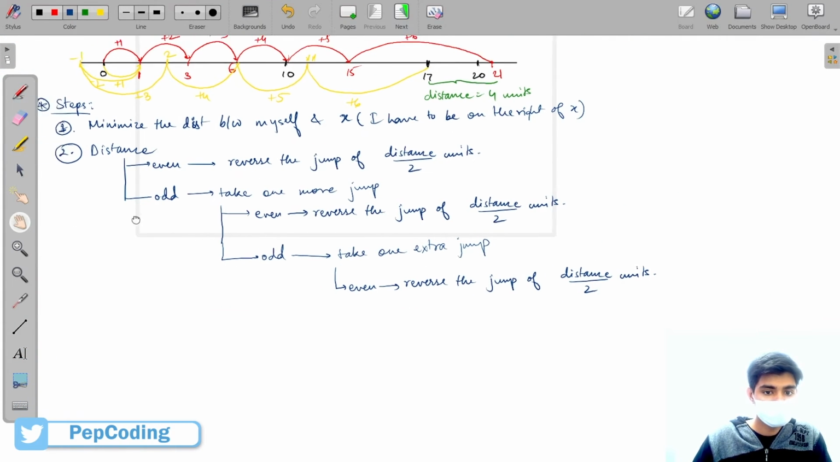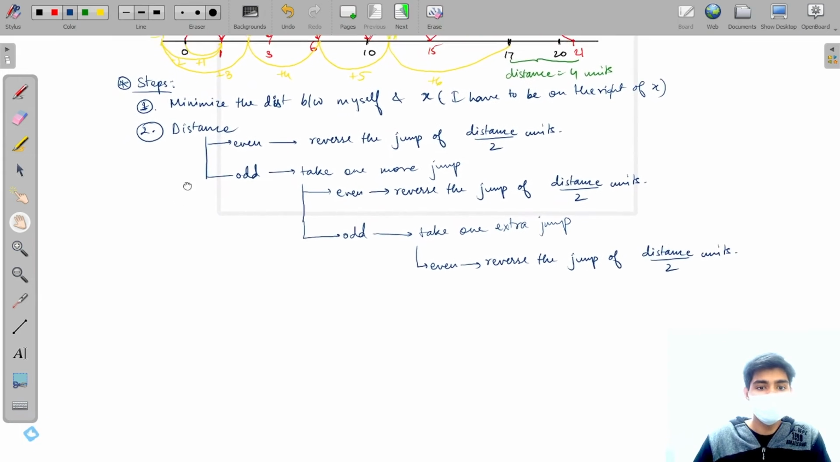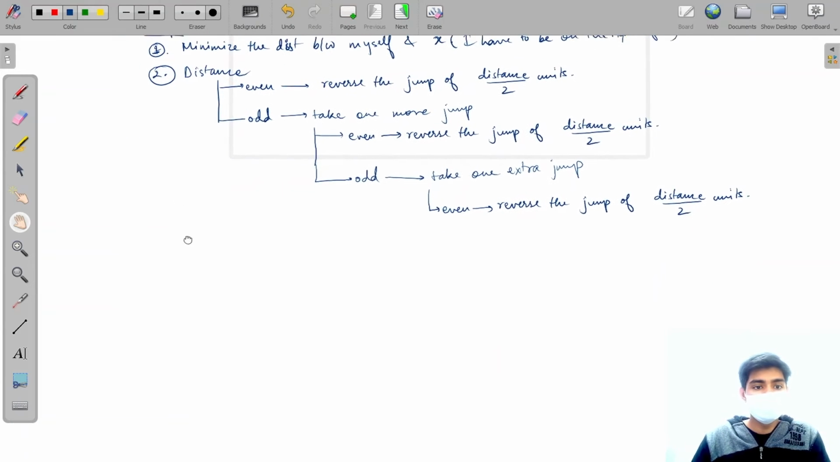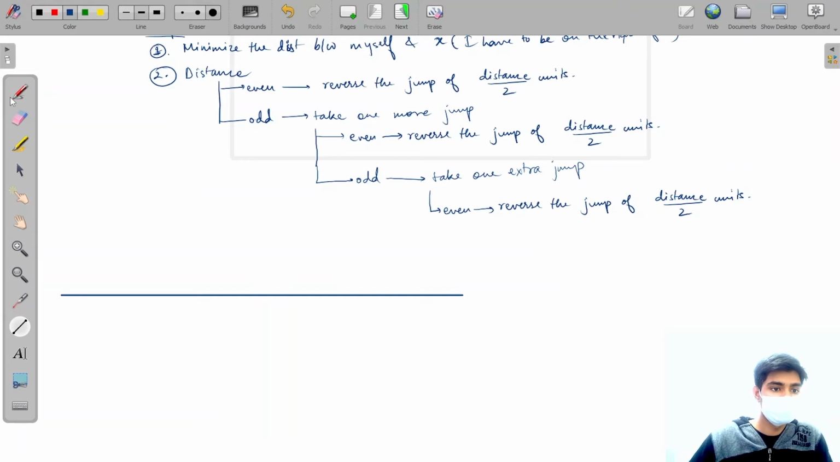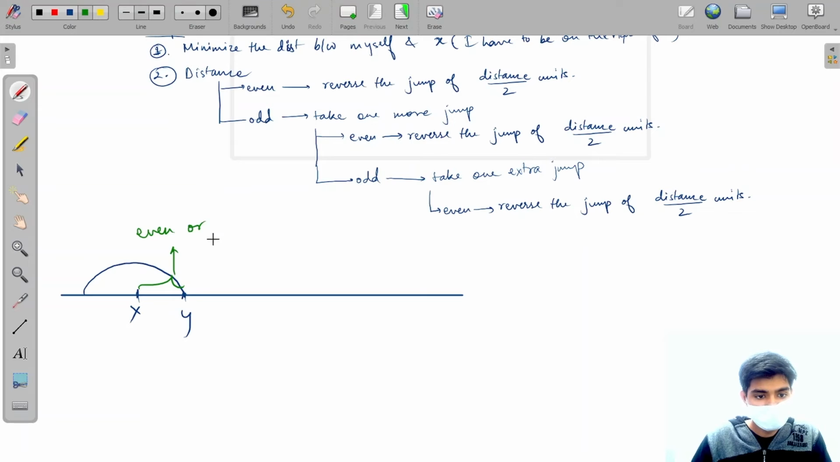Okay, but why is it working, right? Why is this working? Let's see. Let's say this is my number line, and I take a jump from, let's say, x, and I'm here at y. The distance between these two positions comes out to be either even or odd, right?